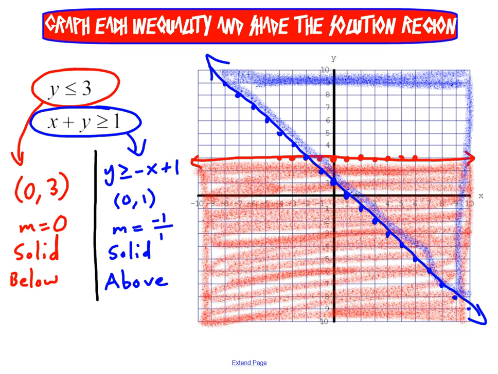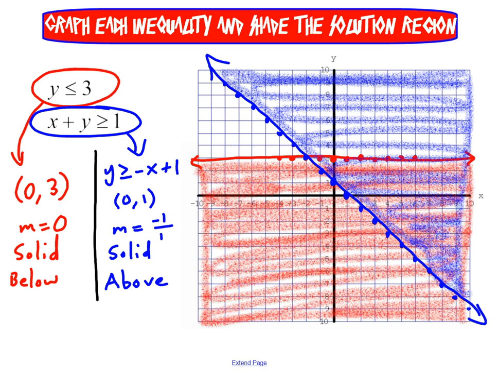And you'll notice they are overlapping in this little pizza slice area right here. So this is actually my solution area. I'm going to darken that in. My little pizza slice area is the overlapping region. So that is the solution region. What that means is if you put a dot there, both equations will be true at that point.